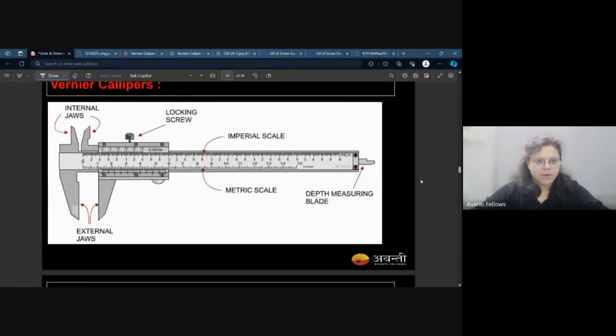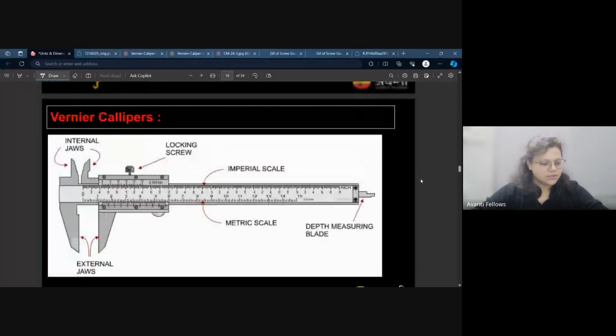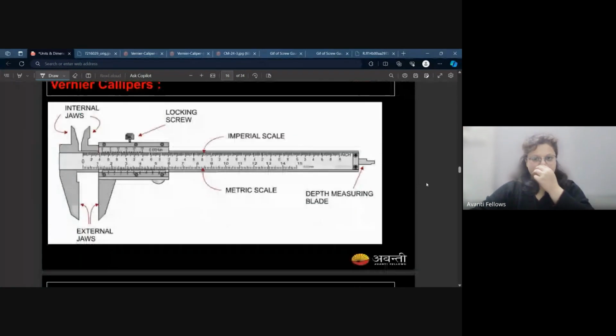So I want to explain to you vernier calipers, this instrument basically. Vernier caliper is an instrument which is used to measure length. Now you would say, ma'am, why do we need vernier caliper when we have this ordinary scale? If we have this ordinary scale, why do we need vernier caliper for it?